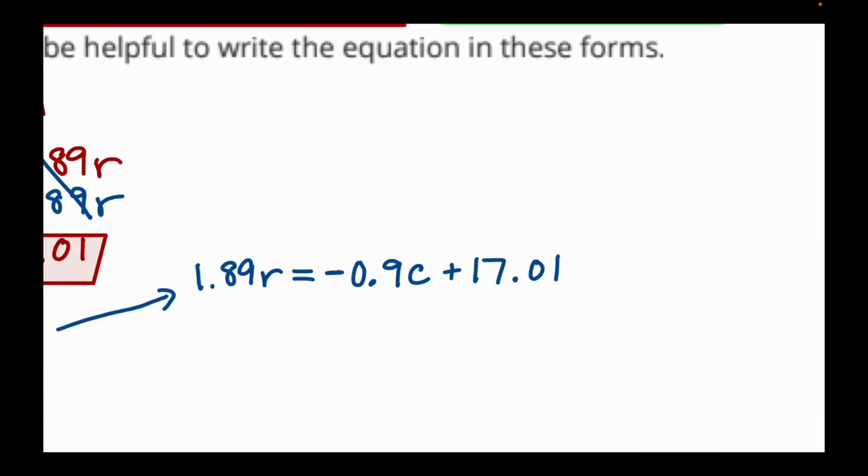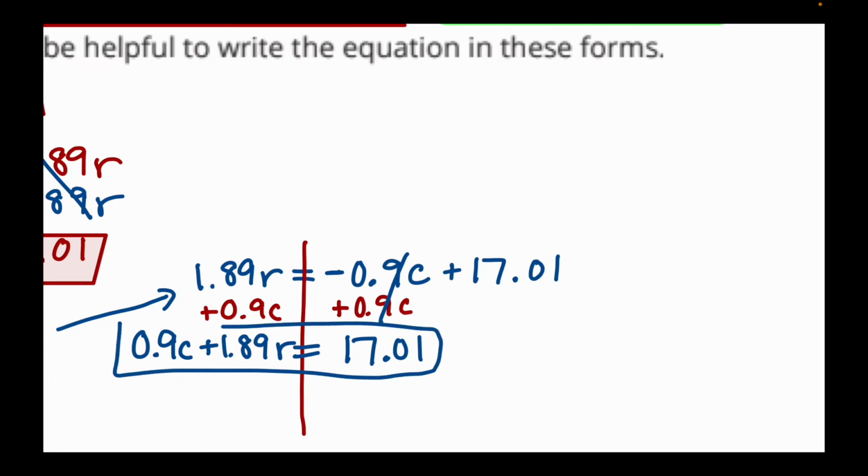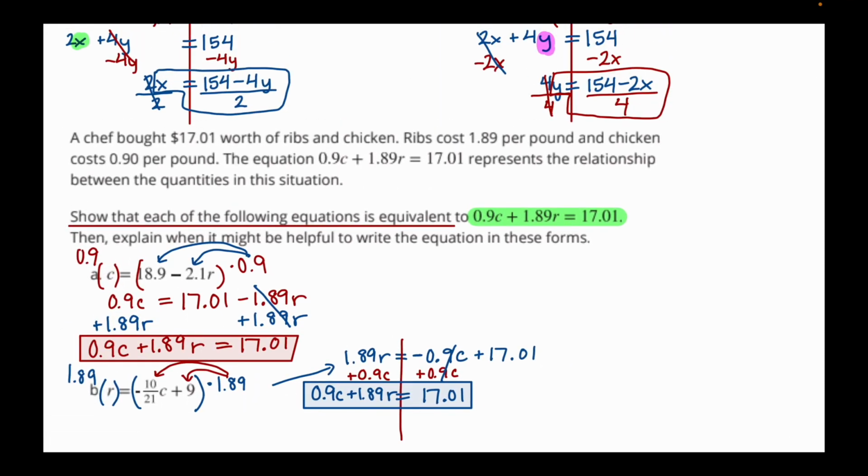But we now have to get R and C onto the same side of our equation, which is right here. So I'm going to add 0.9c on the left. These are not able to combine, so it's just going to be 0.9c plus 1.89r, and that's going to be equal to 17.01. So we've now shown that we could take each of those and rearrange them to make the original equation.